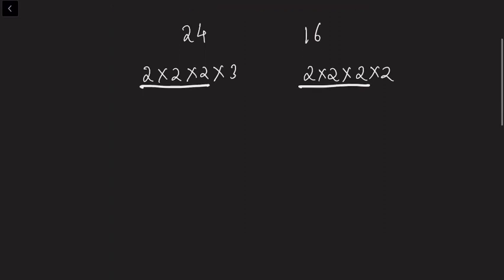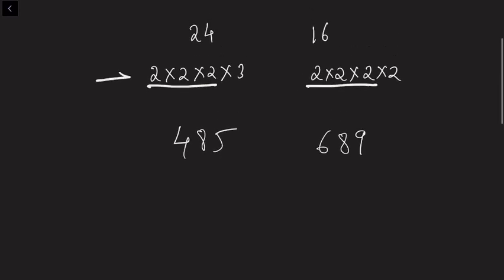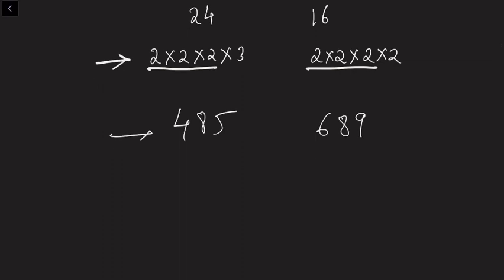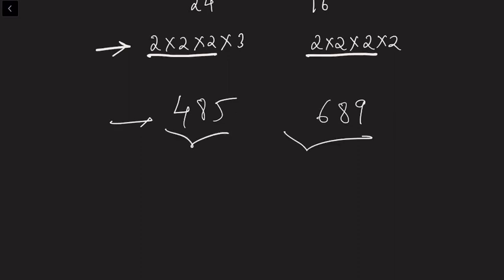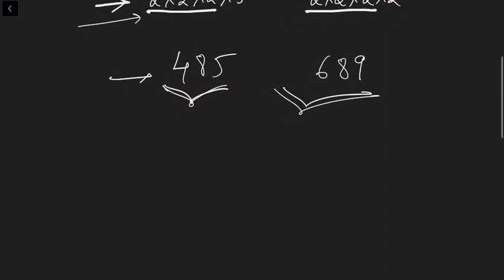But what if I give you two big numbers, say 485 and 689? If I use this method here, it will take a lot of time to find the highest common factor of these two. Euclid's division algorithm will help me find the highest common factor of these two big numbers quickly. If I use the earlier method, it will be very time consuming, right? So this is a very nice advantage of Euclid's division algorithm.